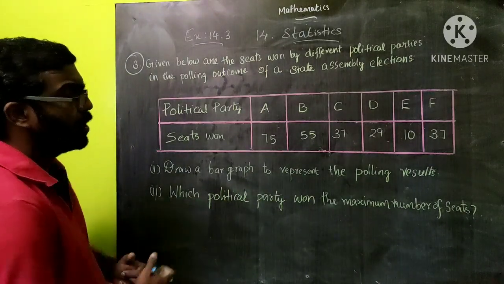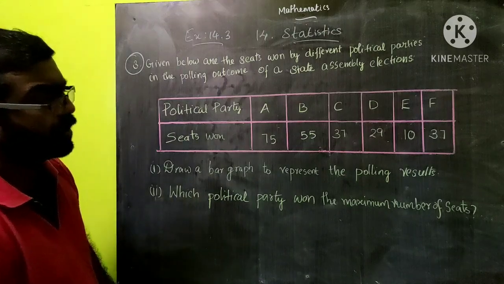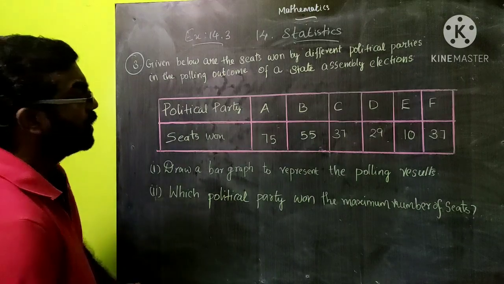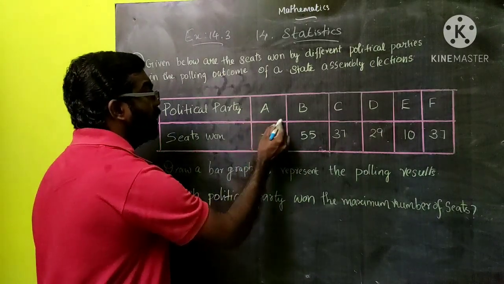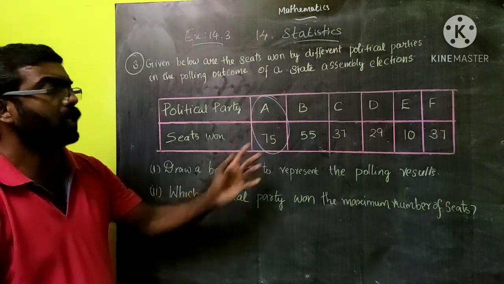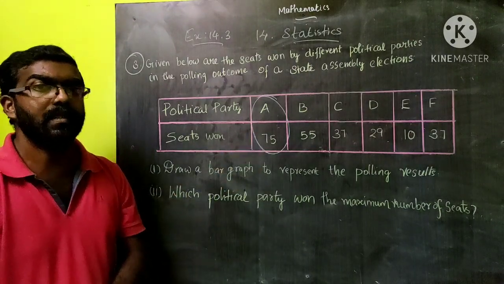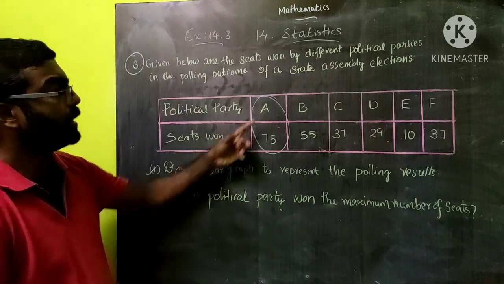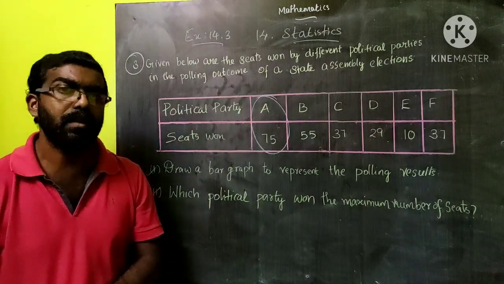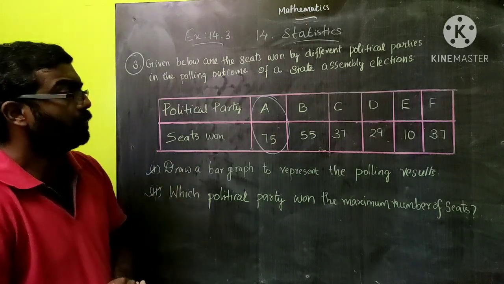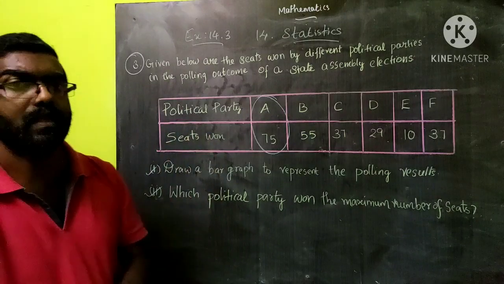Second part, which political party won the maximum number of seats? In the table, it is clear that the political party A won the maximum number of seats. A won how many seats? 75 seats. Okay. Here the answer to the second part is the political party A won the maximum number of seats. Okay. Now we can draw the bar graph to represent this polling result.